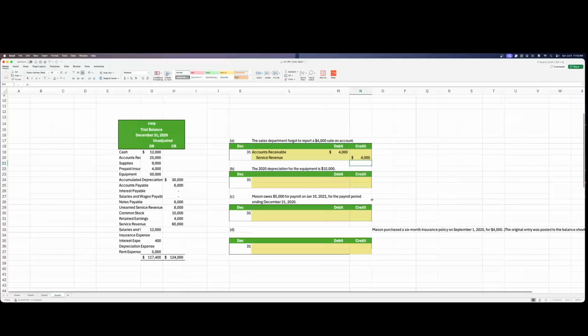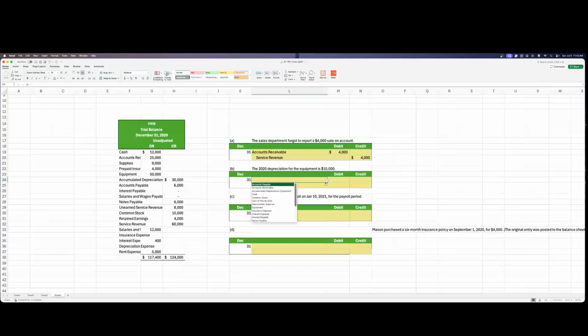So 2020 depreciation for equipment, 10,000. It's quite easy. Depreciation expense of 10,000, and then accumulated depreciation on equipment, 10,000.